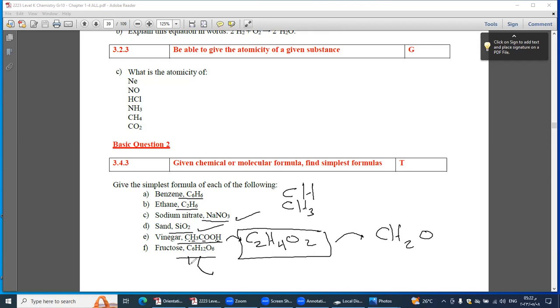C6H12O6 has ratio 1 to 2 to 1, so it will be CH2O. So we have different molecules, but the empirical formula for both is the same. Ratio 1 to 2 to 1.